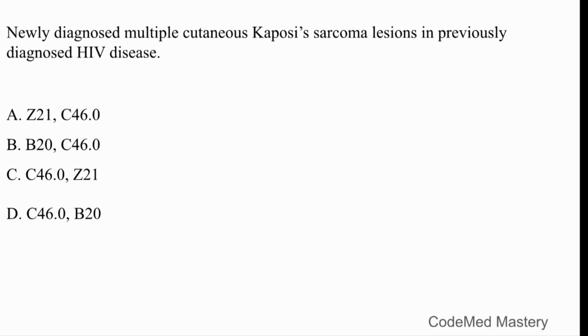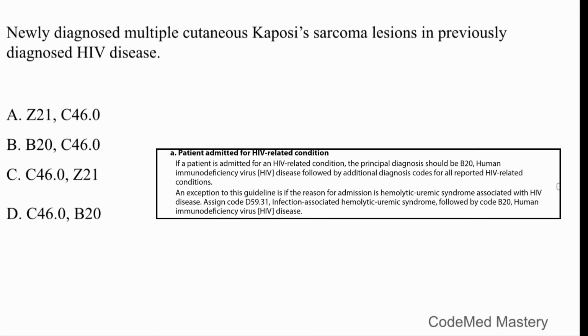When you read the question, you can realize that Kaposi sarcoma is an HIV related condition. So, if a patient is admitted for HIV related condition, the principal diagnosis should be B20. Therefore, we have to code B20 first. In option B, the first code is B20. In other options, there is no B20 code listed first. So, we'll eliminate option A, C and D directly. The right answer will be option B.